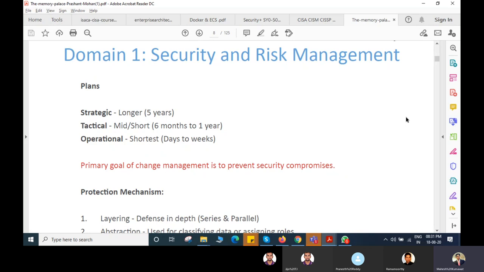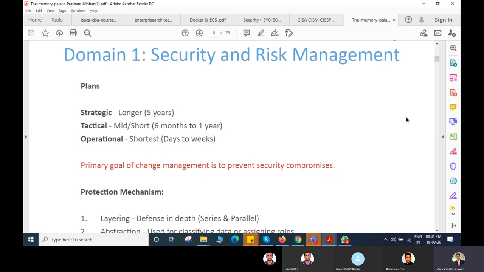We have some tactical plans, mid-level or short-term plans, 6 months to 1 year plans. Okay, so you're going to implement some firewalls, some servers, different devices, biometrics systems, a number of things. So the 6 months to 1 year planning is what this is all about.